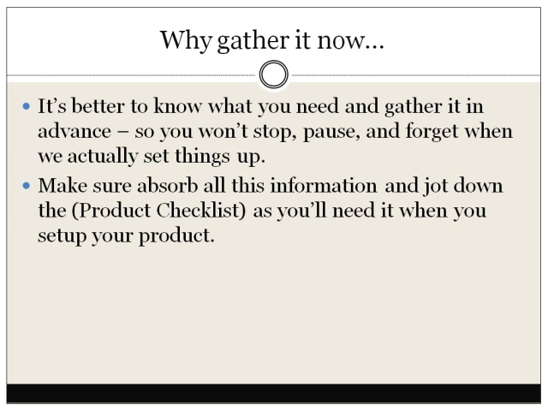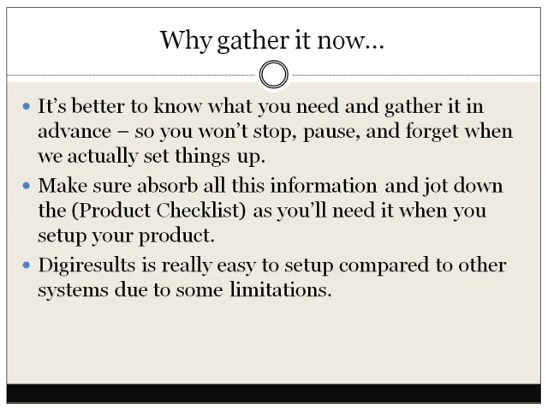So make sure that you absorb all this information and jot down the product checklist slide, as you're going to need this when you set up your product. Digital Results is really easy to set up compared to other systems. A lot of other systems are pretty good in terms of the instant affiliate system, but in terms of setting it up, it's really easy just because there are some limitations. And we'll talk more about that in just a minute.